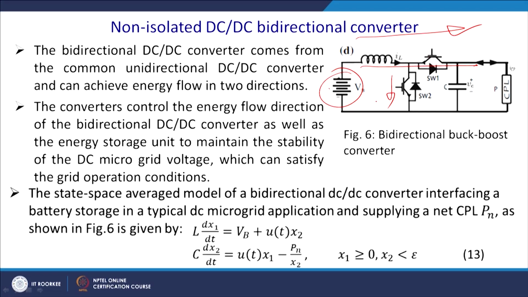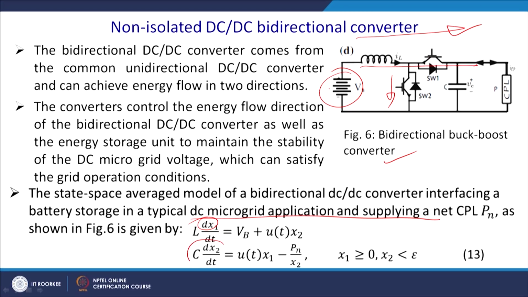The state space average model of the bidirectional DC to DC converter interfacing a battery storage, typically in a DC microgrid application, can supply a net constant power load P n, as shown in this figure. We know that the current through the inductor we have considered as x 1. The same logic is used here: L dx 1 dt equals V b plus U t into x 2. So, that depends on the on and off of the switch.